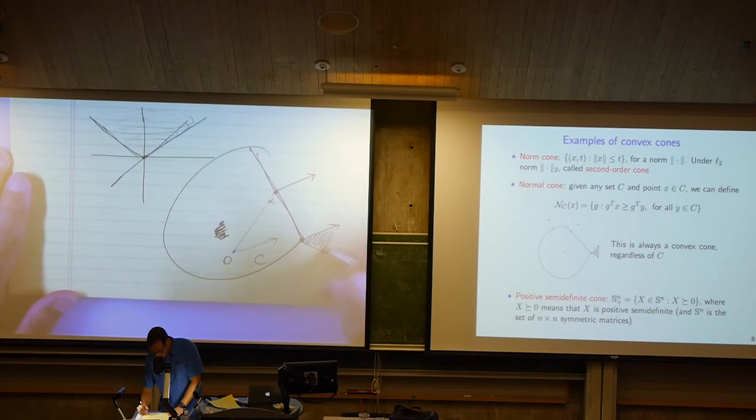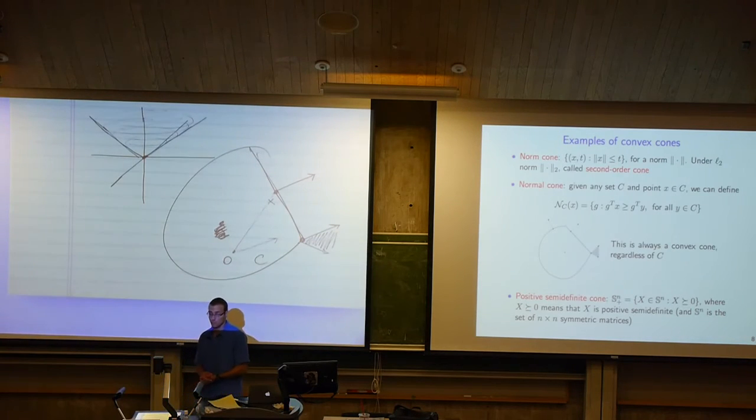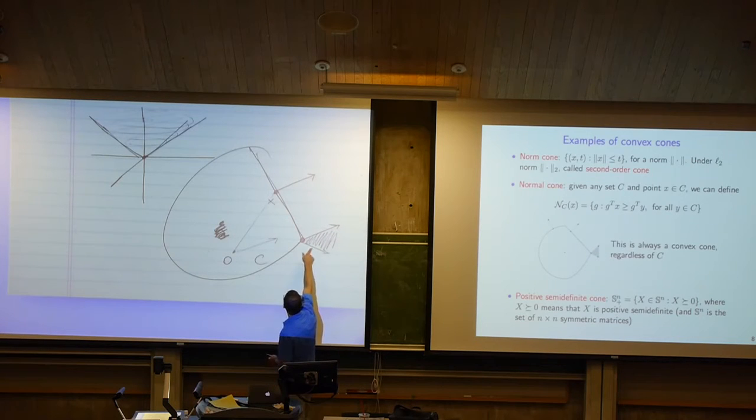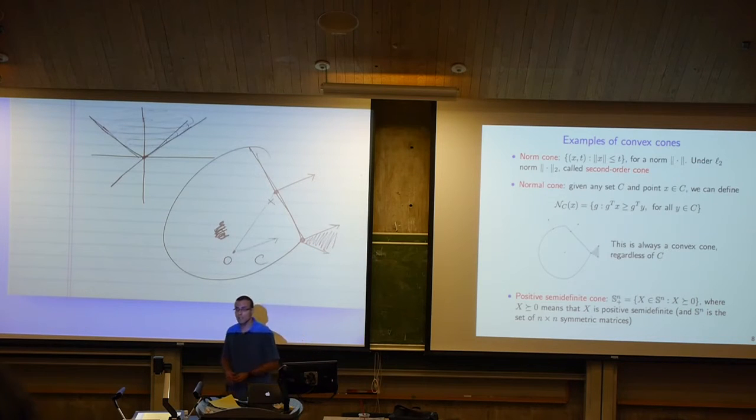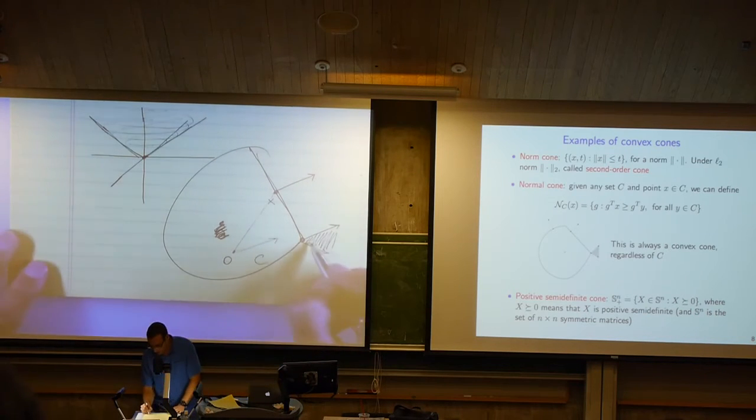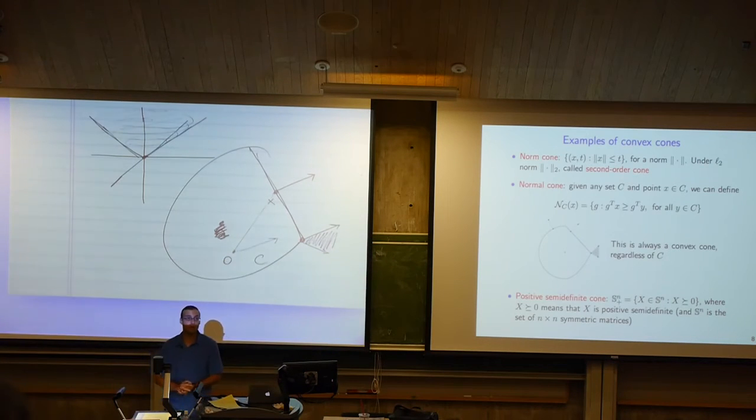The normal cone is actually, in a sense, 2-dimensional here, not 1-dimensional. It's every vector that's in the conic, these two vectors. Because actually any vector here is going to have maximal inner product with this point versus everywhere else in the set. Okay, so that's the normal cone.